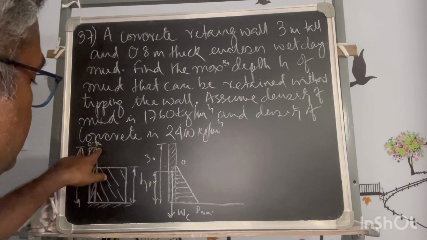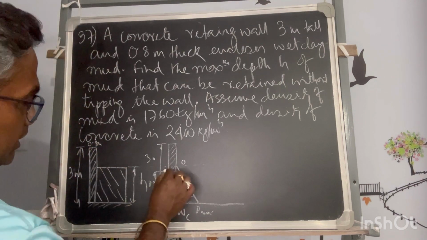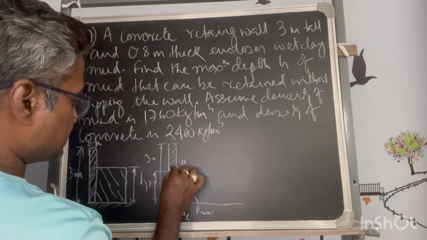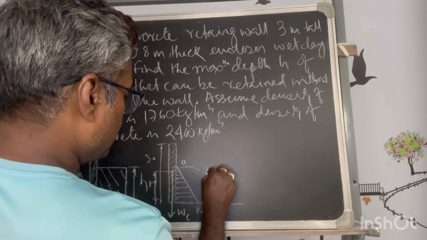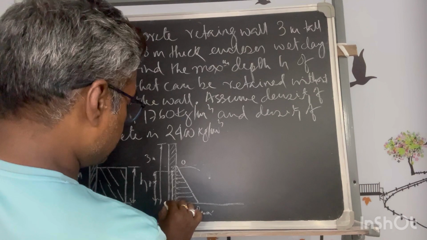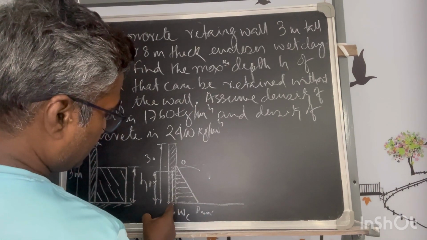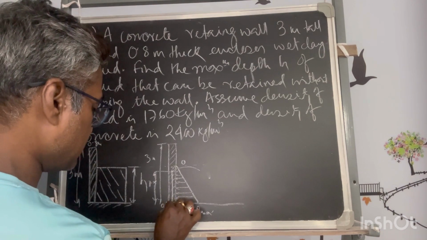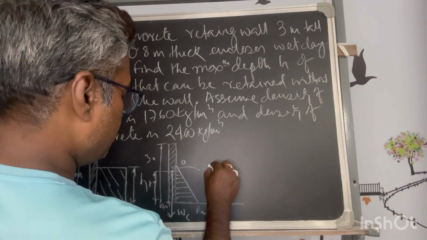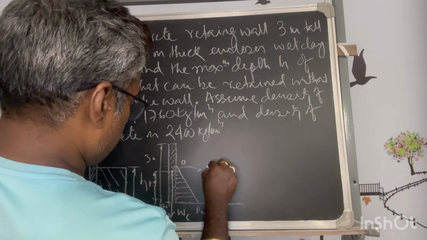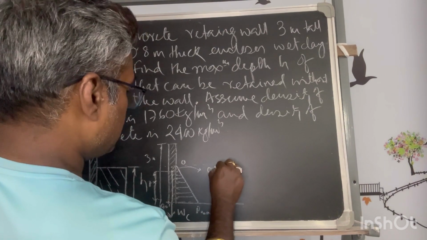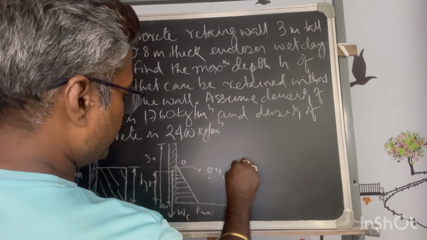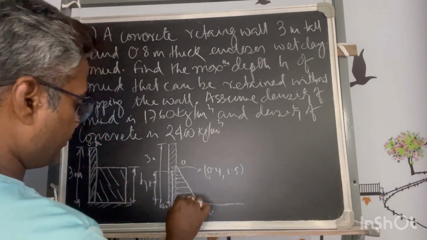Because this has a set thickness and is uniform, this is acting exactly at the center, so the coordinate of this will be 1. The thickness, if I say this is 0,0, against that this will try to topple. This is your 0,0 point. Now this point will be at 0.4 from there, comma, height is 1.5. So this will be the coordinate of W.